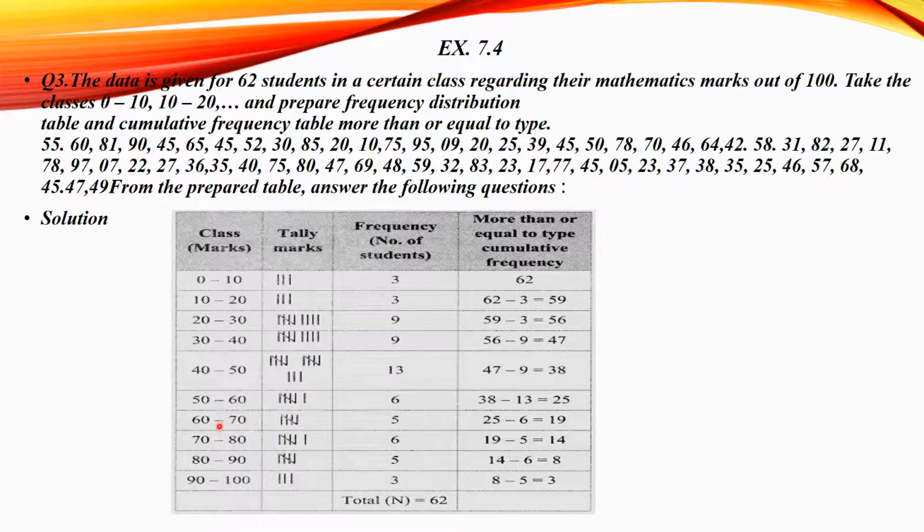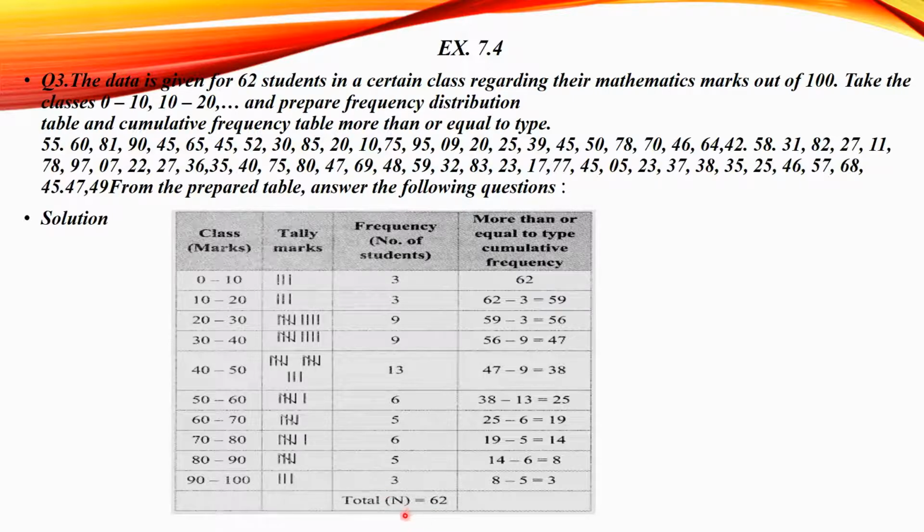60 to 70 is 5, frequency is 5. 70 to 80 we got 5 plus 1, 6. 80 to 90 we got the frequency as 5, and 90 to 100 we got frequency as 3. Total frequency n is 62.